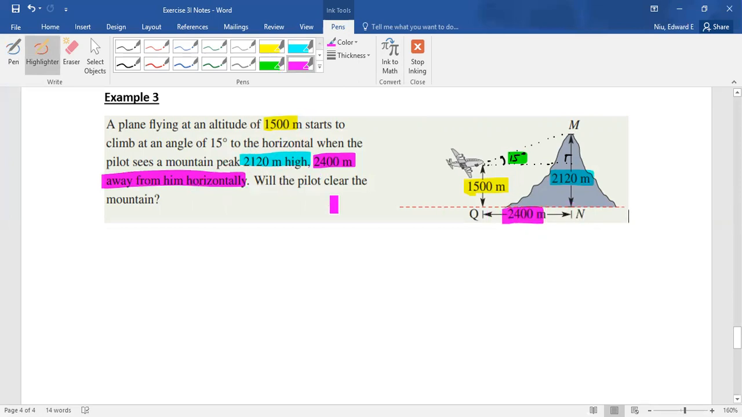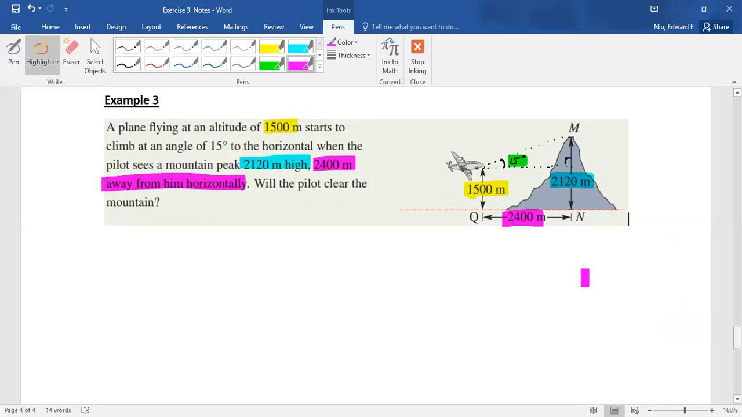Okay, so I've highlighted all the details that correspond to the diagram. Will the pilot clear the mountain? Well, firstly, what the question is saying is a yes or no. All right, so yes, he clears, or no, he doesn't. So what we need to do here is redraw this right angle triangle from the information that we're given.